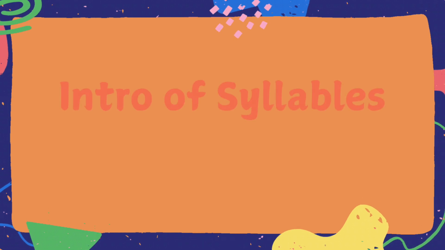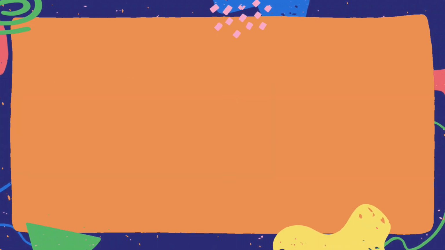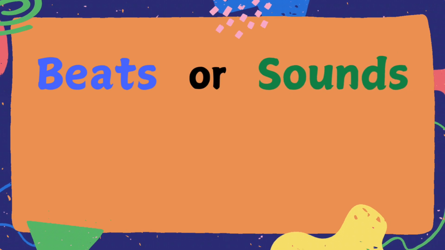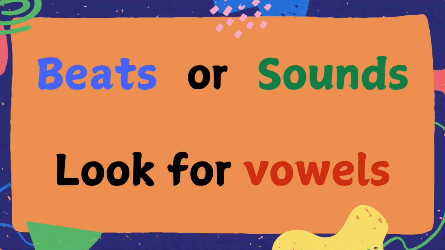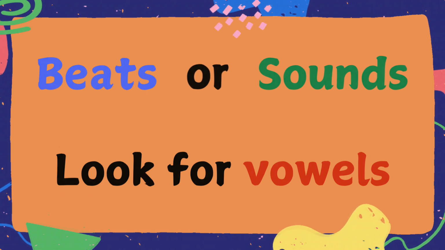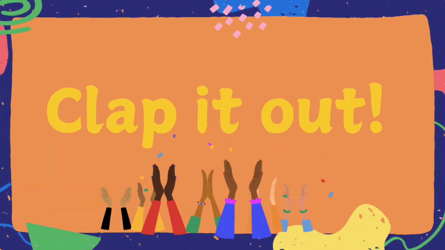All right, friends. Now you have the introduction of syllables. We learned that syllables are the beats or sounds in words, and we can break them apart by listening for those vowel sounds. Check back with us for more videos learning about the types of syllables. Don't forget to clap it out. Keep clapping out those syllables.